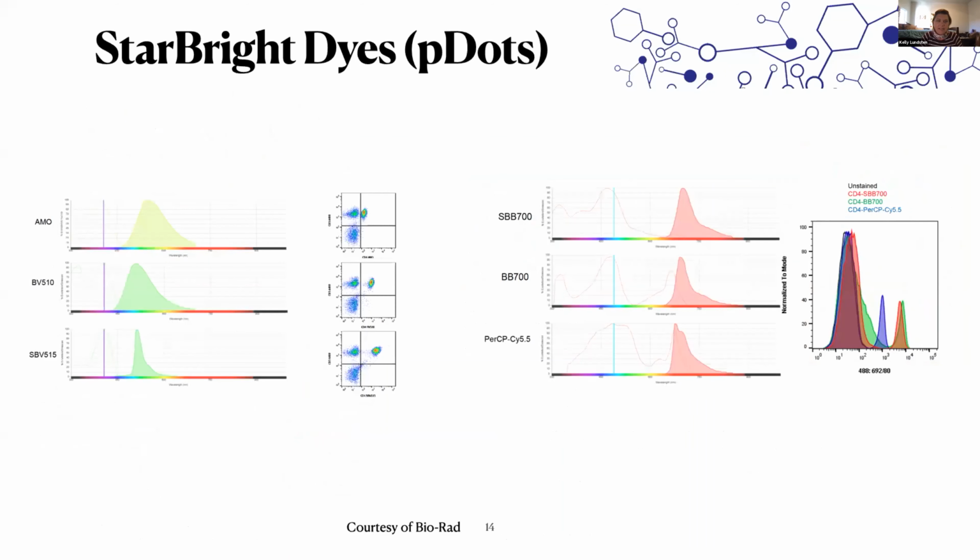Okay, these are just some data that I got from Biorad, just showing brightness. One of the things that we need in flow cytometry is to replace the protein tandems because of their susceptibility to stability issues. So that is one place that this could actually be really helpful. Everybody wants to replace PerCP-Cy5.5, basically.